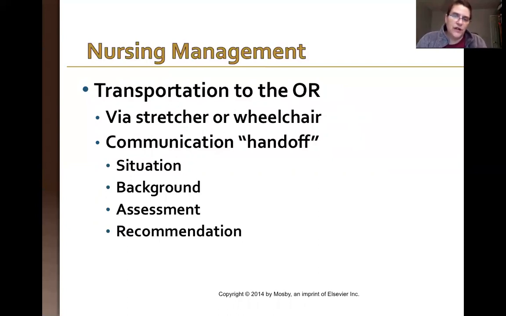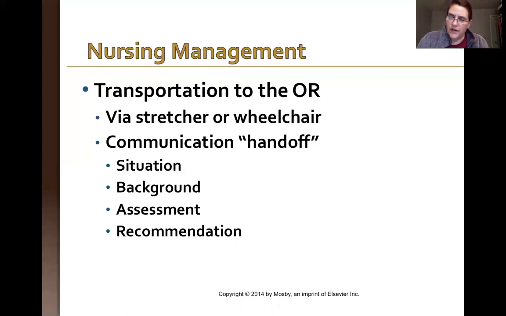We do a communication handoff once we get there, and that is SBAR: Situation, Background, Assessment, and Recommendation. And the recommendation is usually reserved for anything that I didn't get done on the floor. So if I still need to give drugs, or if there's been some kind of special request with an IV, that might be something in the recommendation.